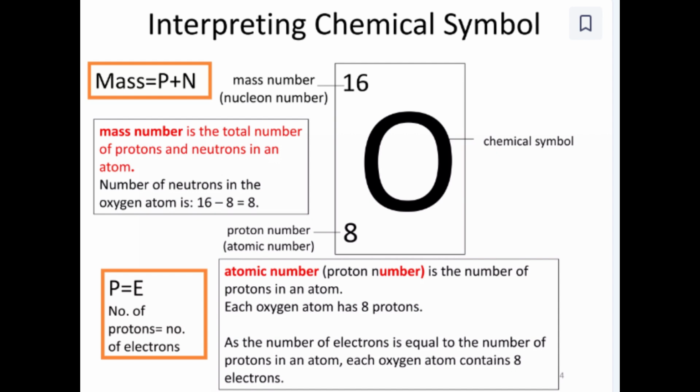Everything is written on the screen, so you must be very clear about how you are going to define atomic number and what you are going to write for the definition of atomic mass. So this is all the information shown on the screen.